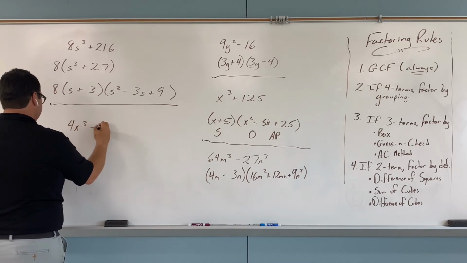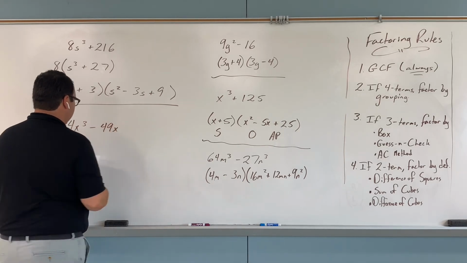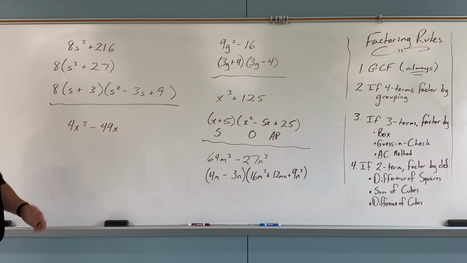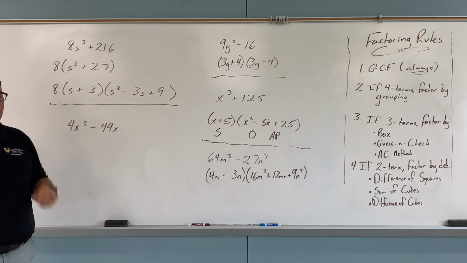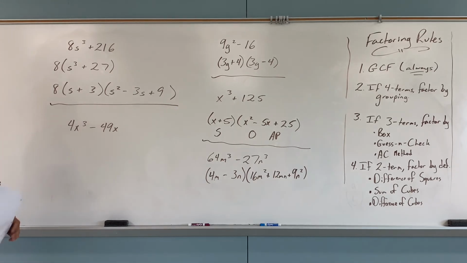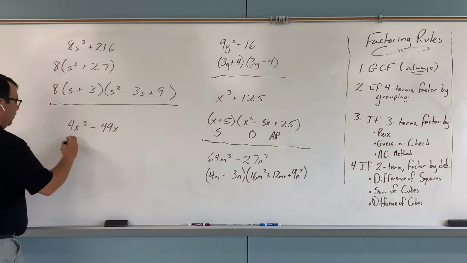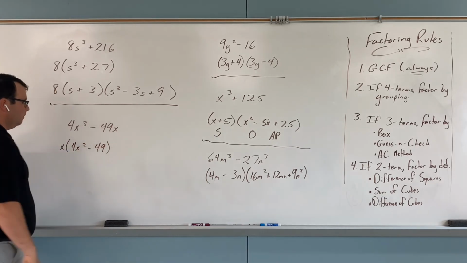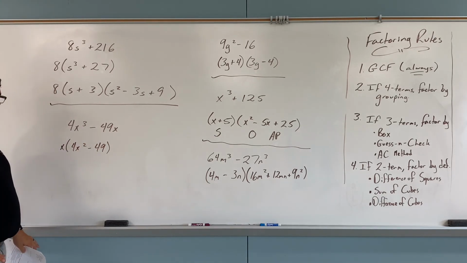So you have 4x cubed minus 49x. Now, first and foremost, again, GCF. Do you have one? Yes. Both of these terms have an x. Pull it out. So you have 4x squared minus 49. Anything else? It's not 4 terms, it's not 3 terms, it's 2 terms.